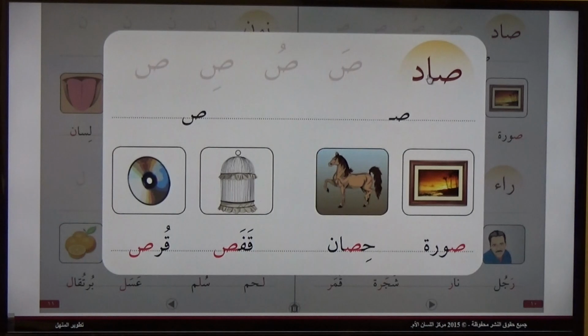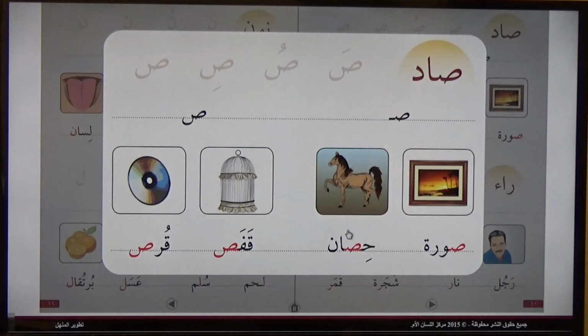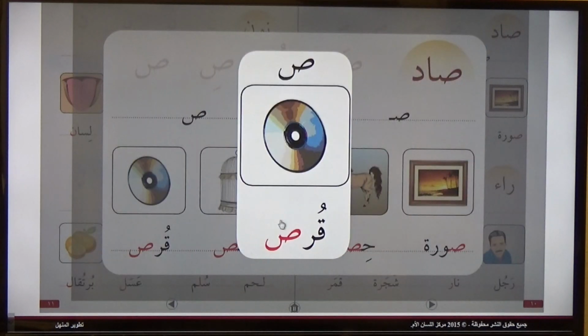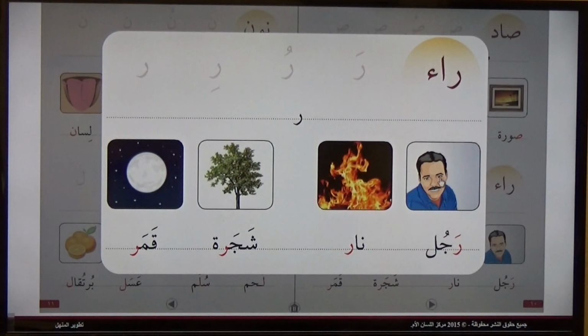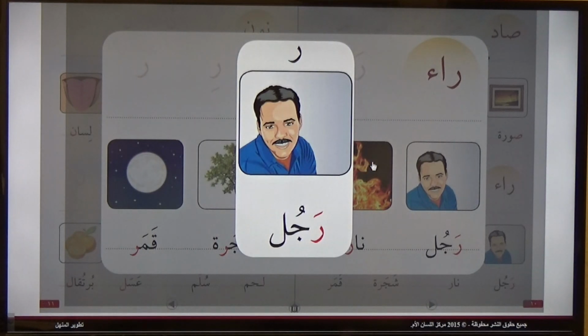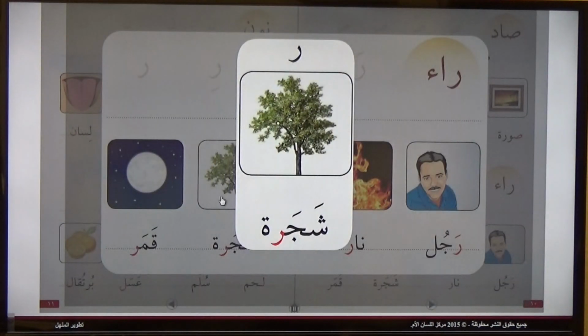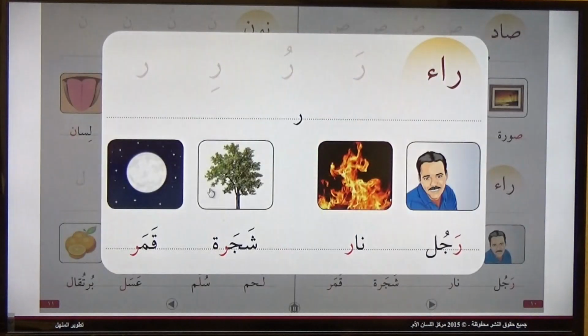Next slide, صاد is the letter. صورة, picture. حصان, horse. قفص, cage, bird cage or any cage. قرص, this is disc-like, it doesn't have to be a CD, anything in a disc-like shape. The راء letter, رجل, a man. نار, fire. شجرة, tree. قمر, moon.